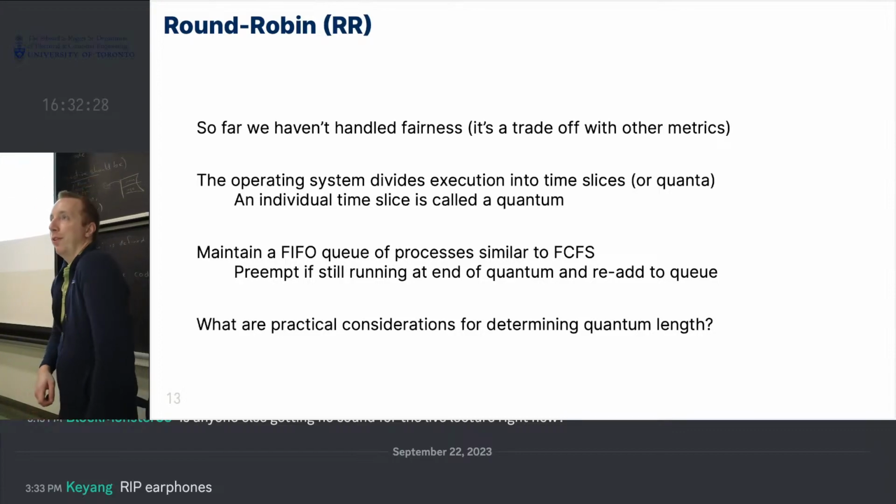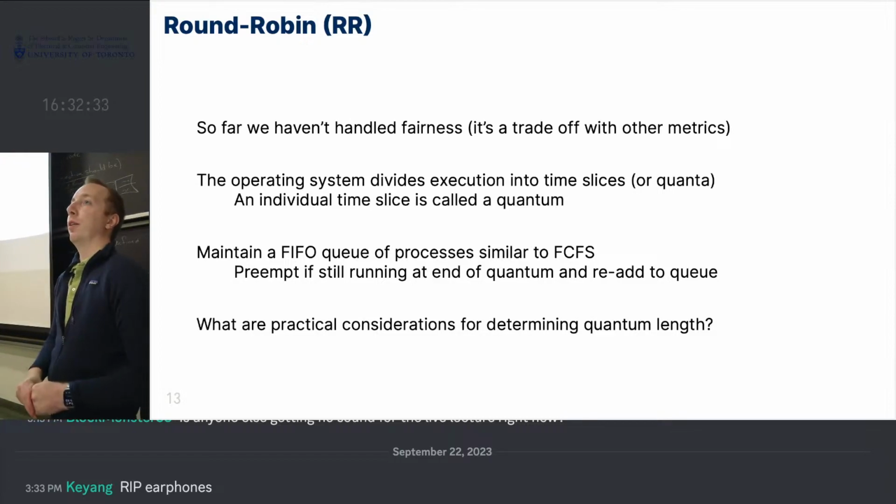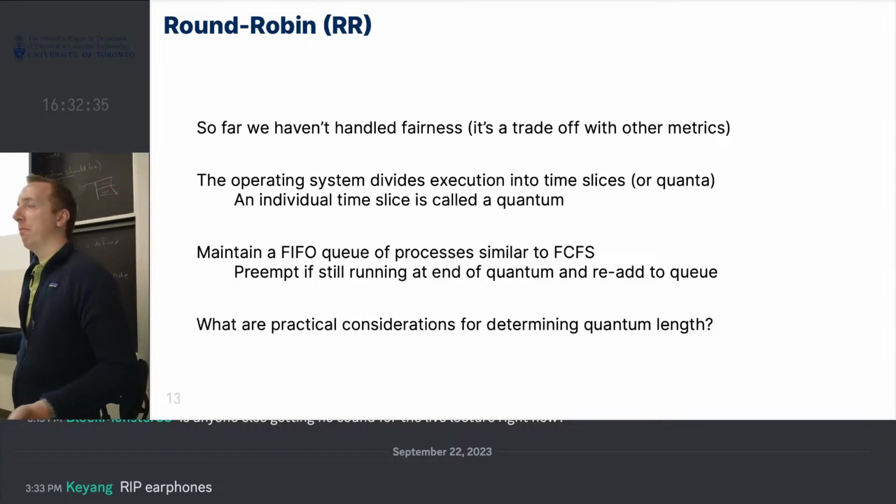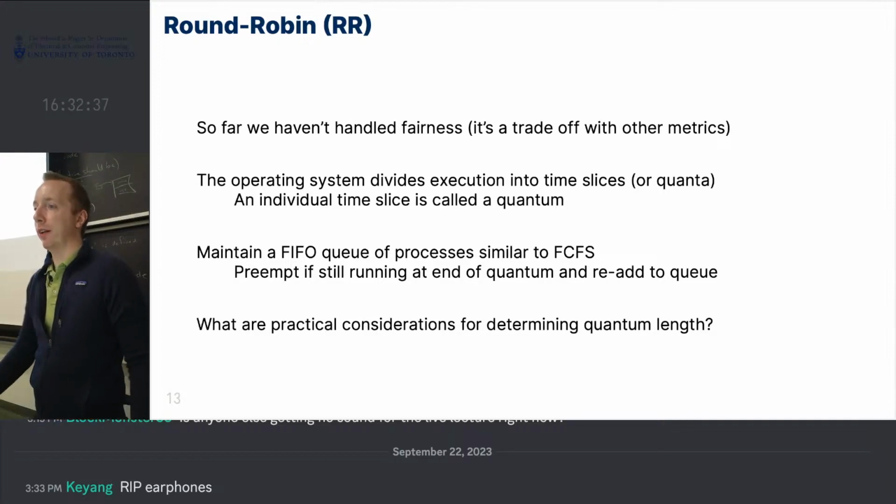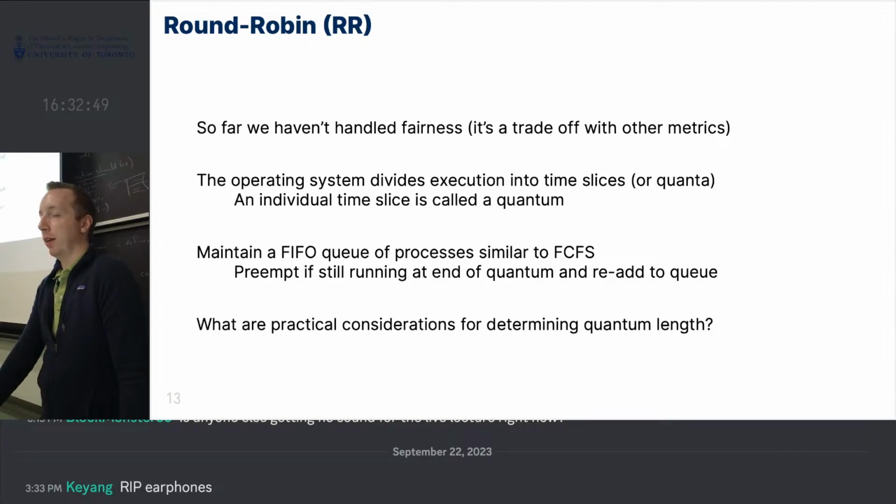All right, so first actual algorithm that can be used, round robin. So far, we haven't talked about fairness at all. And in fact, it's a trade-off with all the other metrics. If you have something that has the lowest average waiting time, which is shortest remaining time first, then you're going to have the issue with starvation, and you're also going to have the issue where you can't implement it, and it is not fair.